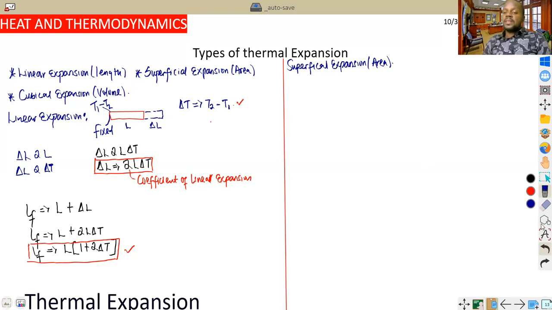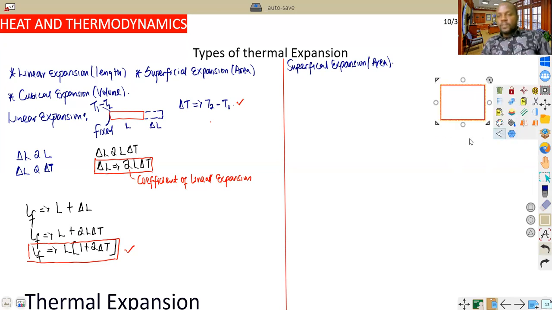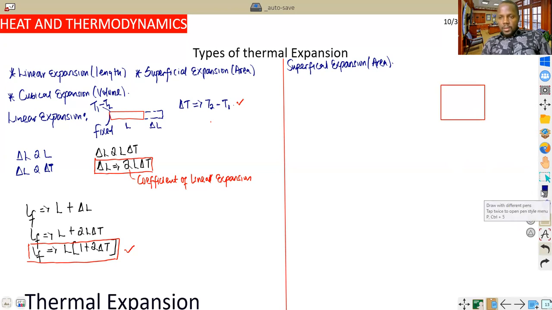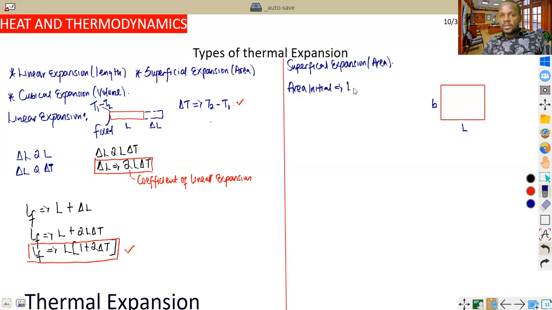So to understand that, let us consider a box. I think that would be the best option for us here. A box of initial length L and initial breadth B. I'm talking about a rectangle. The initial area of this box is length times breadth, which we all know.